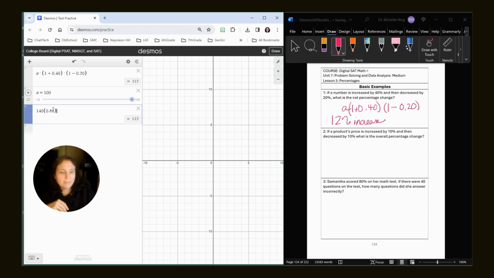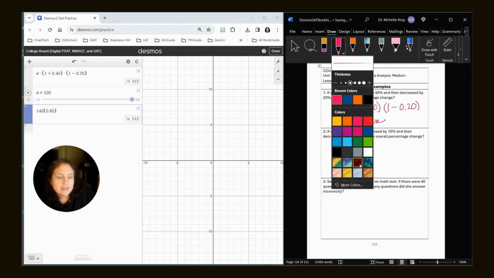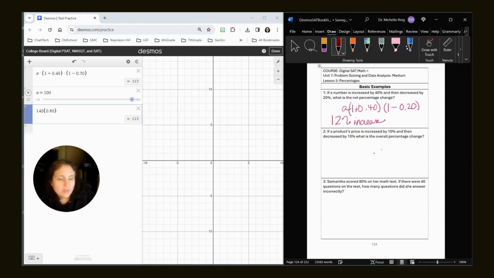All right, let's take a look at number 2. We'll do the same thing. The product is increased by 10%. So we have our original value and we're increasing it by 10. So I've got 1 plus 0.10. And then it's decreased by 10%. So you would think that the answer would be no change, but it's not. Look what happens.